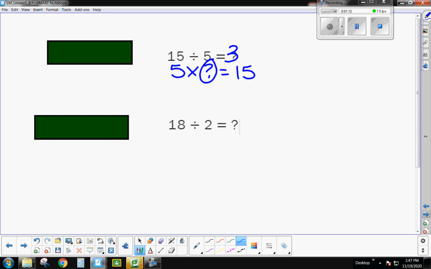A lot of times when I do division, I think of it in terms of multiplication because multiplication seems to be a little bit easier to do, and I can usually find the answer. So looking down at 18 divided by 2, if I say 2 times what equals 18, I know that 2 times 9 equals 18, so 18 divided by 2 equals 9.